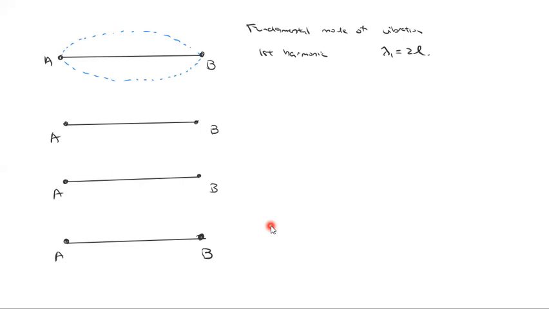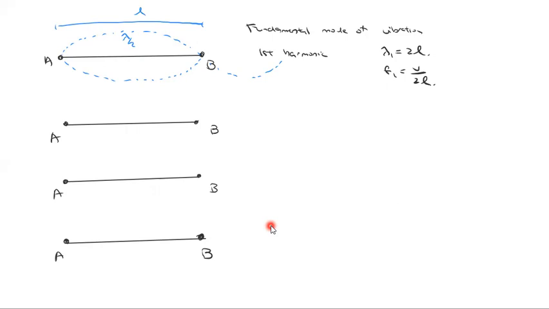This is L, and that's half a wavelength here. And therefore, F1 equals V over 2L.